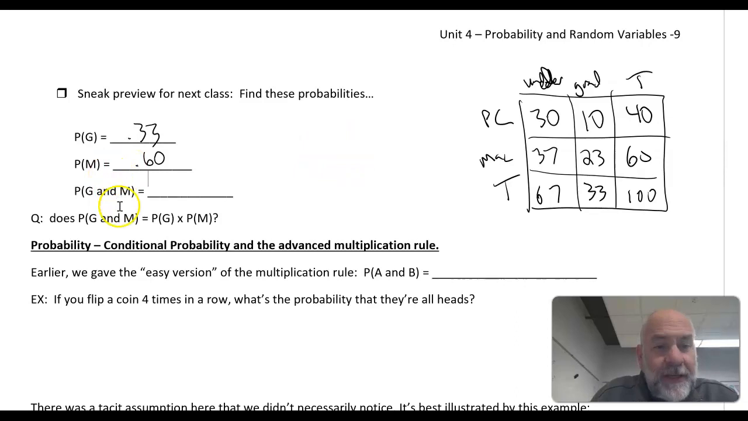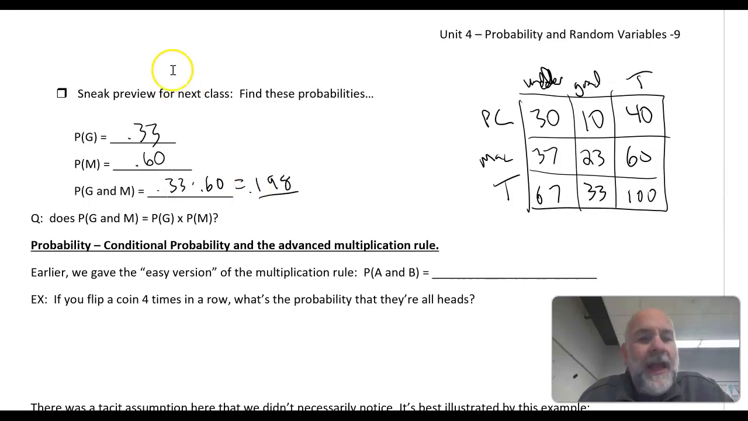And so the probability of being a graduate student and a Mac user would just be 0.33 times 0.60, which is, handy dandy calculator, 0.198. So that's the probability of graduate student and Mac user. But wait a minute, graduate student and Mac user, I'm seeing on the chart that it's 0.23.